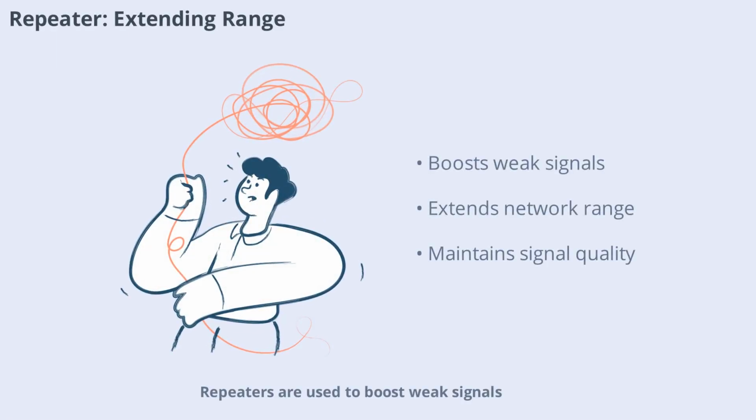Repeaters are used to boost weak signals, allowing data to travel longer distances without loss of quality. They are especially useful in large networks where signals may weaken over long cables. By amplifying the signal, repeaters help maintain reliable communication across extended areas.